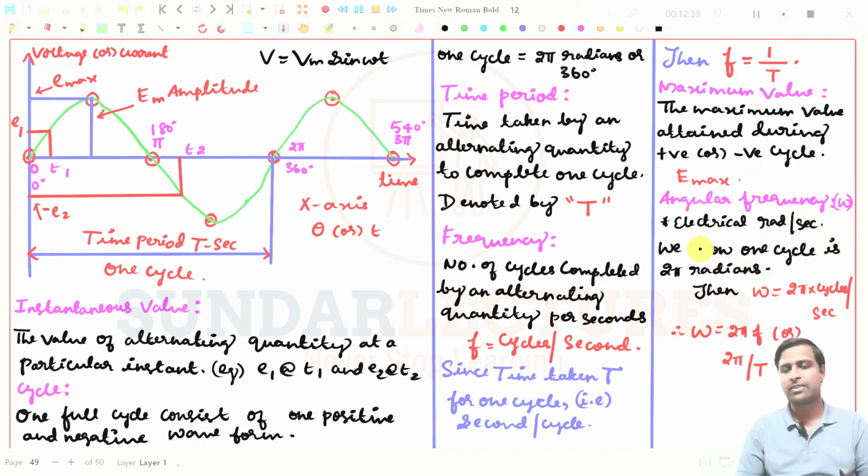What is angular frequency? Angular frequency is nothing but electrical radians per second. We know one cycle is 2 pi radians, right? So electrical radians per second is called angular frequency. How many electrical radians we are getting is nothing but angular frequency. And what is a radian? Since one cycle is completed at 2 pi, and cycles per second is f, omega will be equal to 2 pi f. We know that f is 1 by T, inverse of time. So we can also write omega is equal to 2 pi divided by T. So that is what we have written here, right?